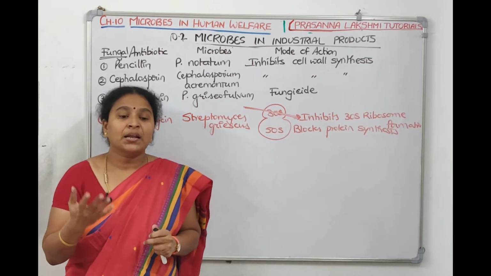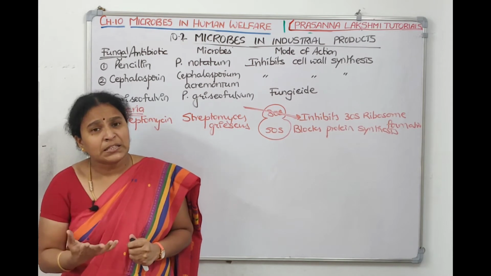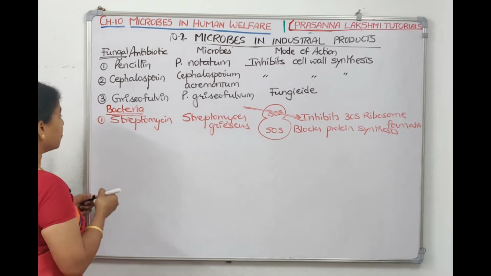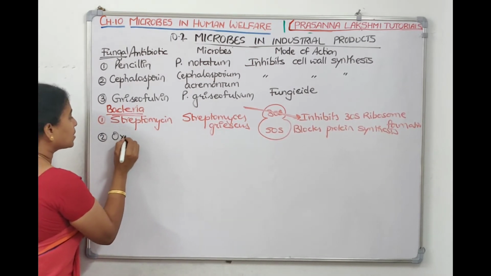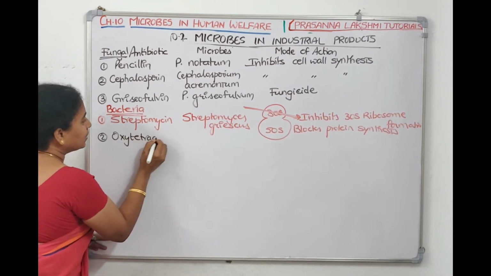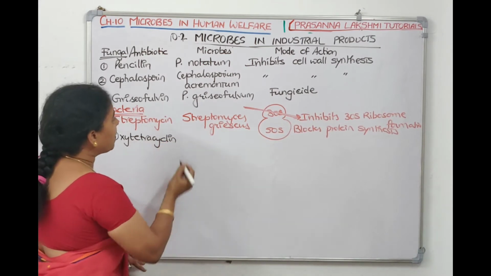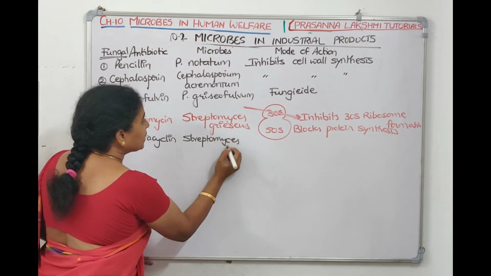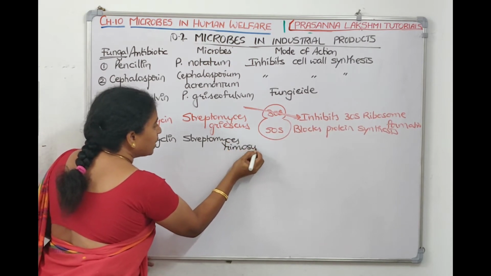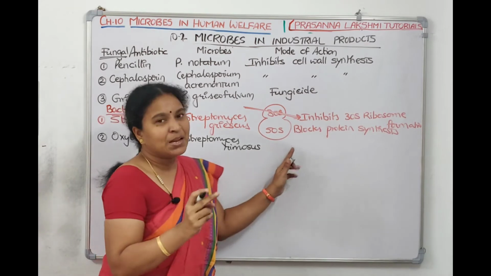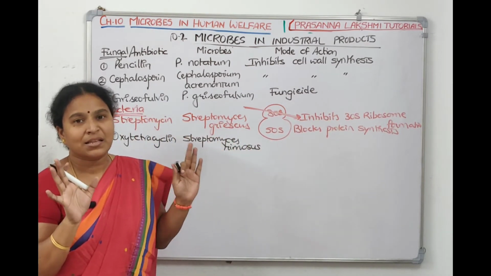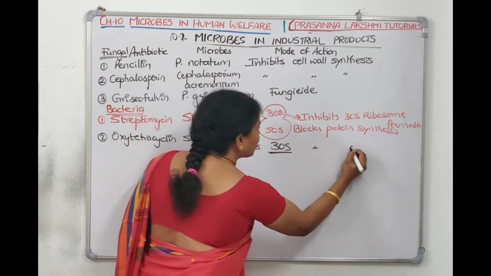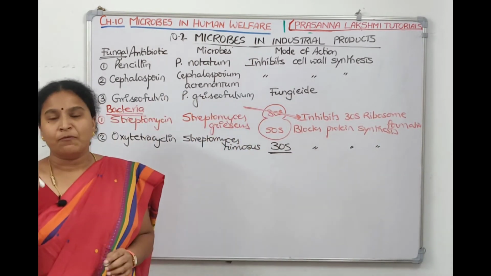Another antibiotic is called oxytetracycline, which is extracted from a bacteria called Streptomyces rimosus. What is the name of the antibiotic? It is oxytetracycline, extracted from a bacteria called Streptomyces rimosus. It also has the same action, inhibits the 30S ribosome formation and thus blocks the protein synthesis.